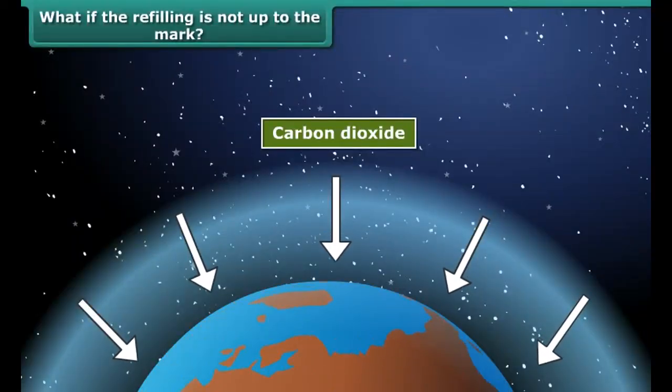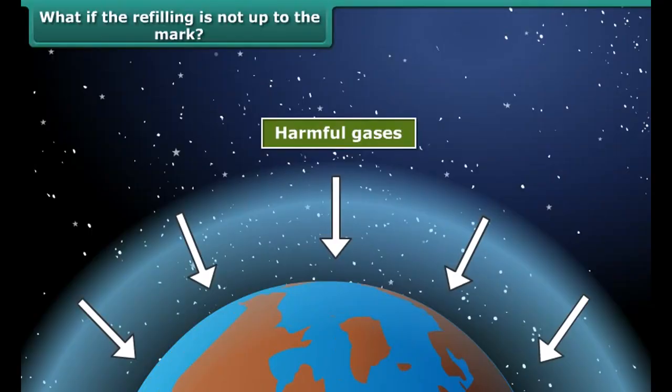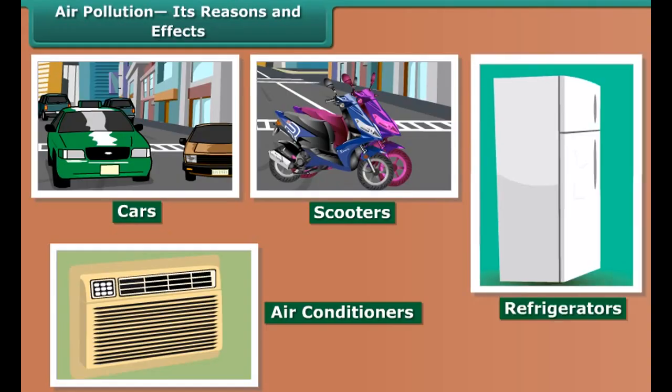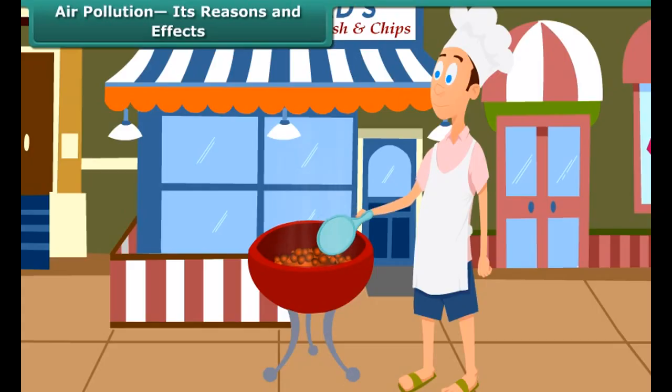What if carbon dioxide is pumped more into atmosphere and it is beyond the capacity of plants to maintain the carbon dioxide-oxygen balance? What if other harmful gases are released in the atmosphere? The answer is, it results in air pollution. Cars, scooters, air conditioners, refrigerators, and many other things release harmful gases that pollute air. The enormous amount of carbon dioxide formed during burning of coal also pollutes air.